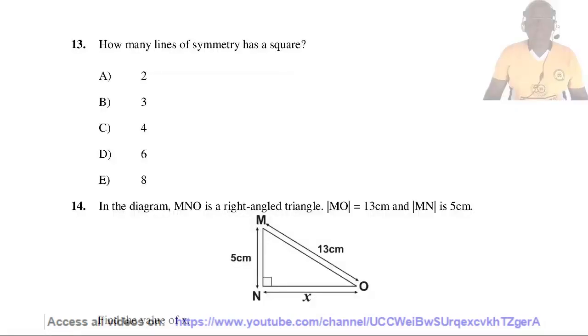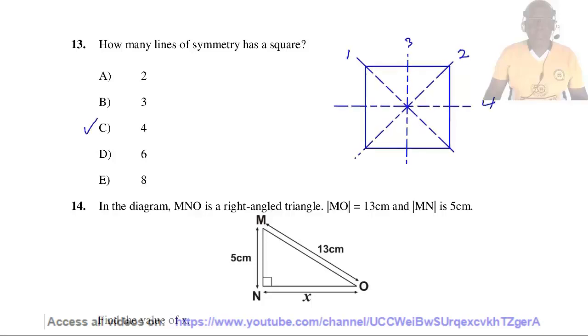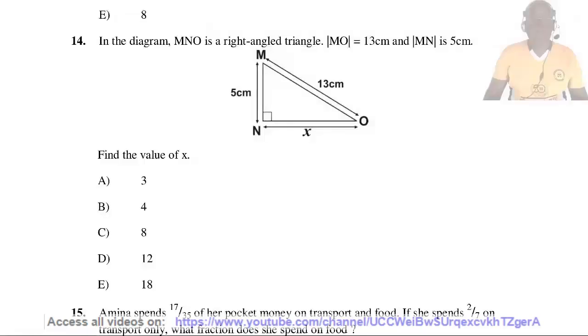Question 13. How many lines of symmetry has a square? A square has 4 lines of symmetry, as can be seen in the diagram. Question 14. In the diagram, MNO is a right angle triangle. Magnitude of MO equals 13 centimeters and magnitude of MN equals 5 centimeters. Find the value of S.